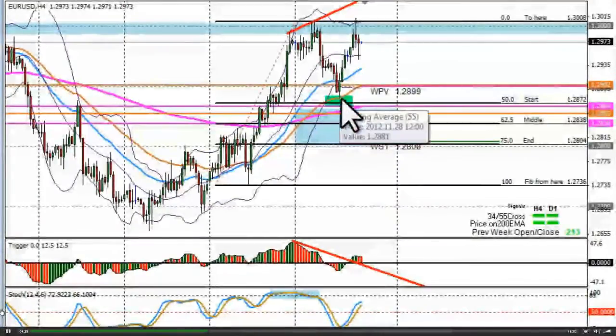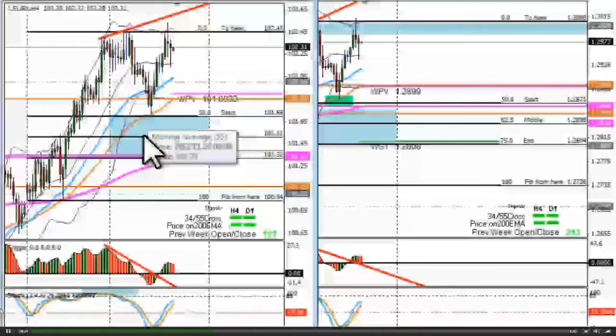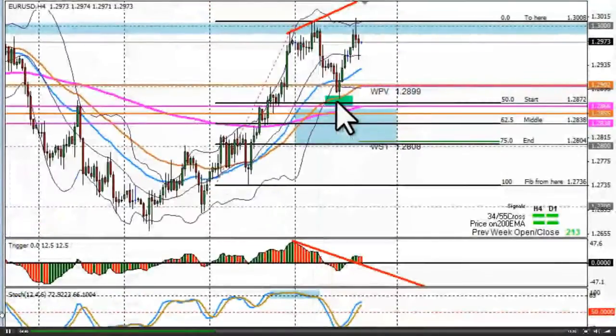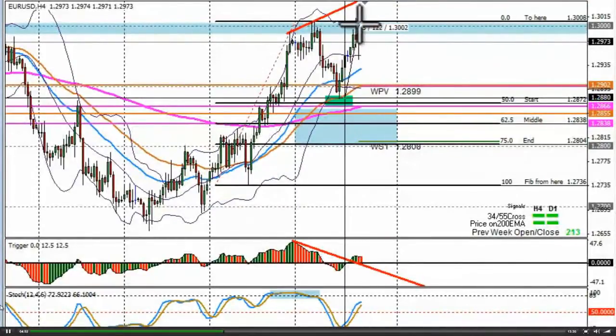We touched the 55 EMA. We were very close to 2872, but the Euro index gave us the indication at the 55. You can see the correlation, and that was the entry to go long. First port of call to take profit was once again 1300.0. So if we say we got in at the 55, there were 122 pips to be made.